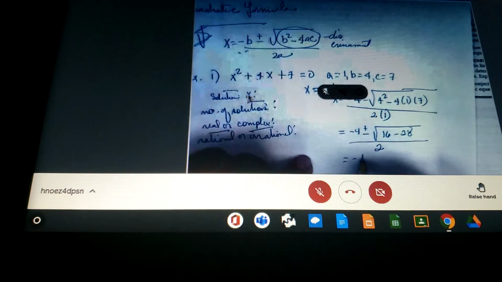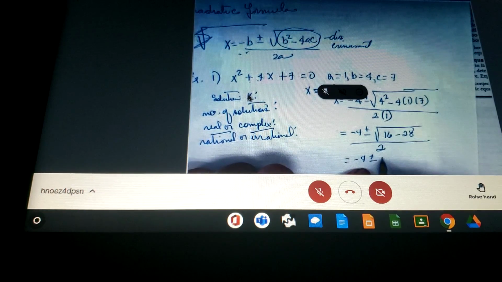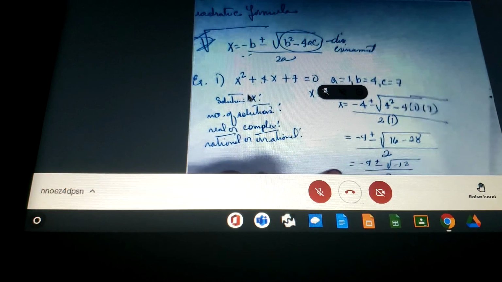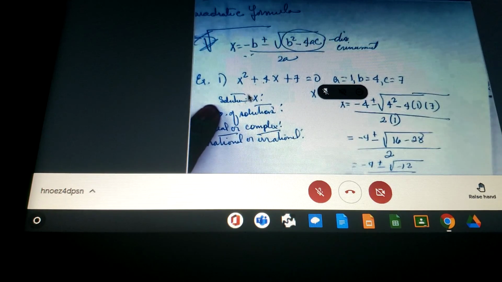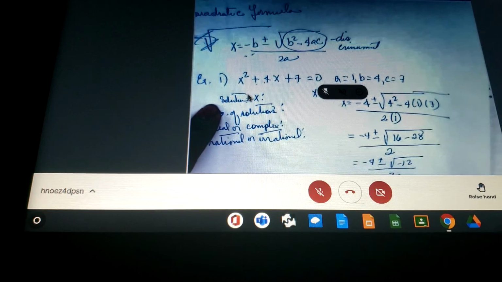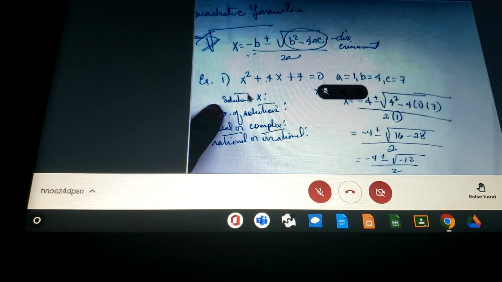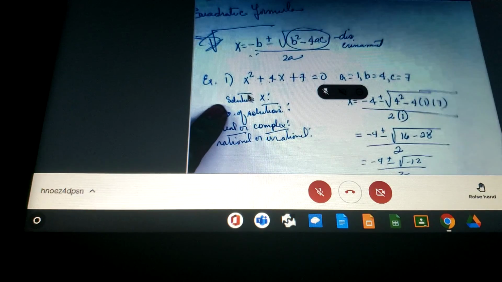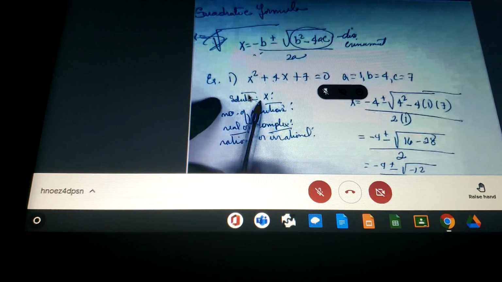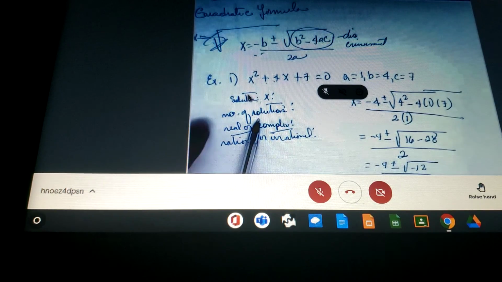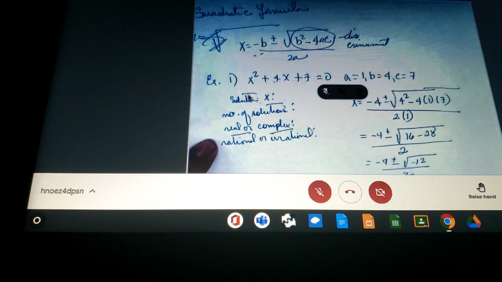So negative 4 plus or minus the square root of negative 12, over 2. So this is the value of x, okay? And also, we can convert this into i, the square root of 12 over 2. So this is the value. How many solutions do we have, class? How many x? Positive and negative.